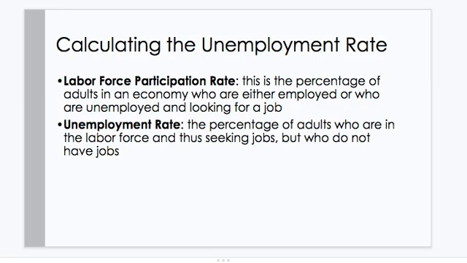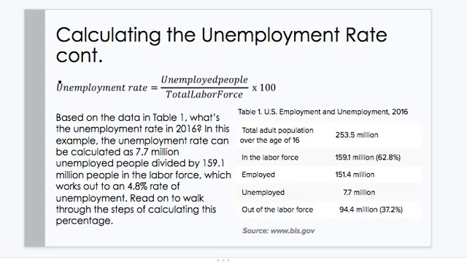Calculating the unemployment rate. Labor force participation rate. This is the percentage of adults in an economy who are either employed or who are unemployed and looking for a job. Unemployment rate, the percentage of adults who are in the labor force and thus seeking jobs but who do not have jobs. Here's the way to calculate it. Unemployed people divided by the labor force times 100.